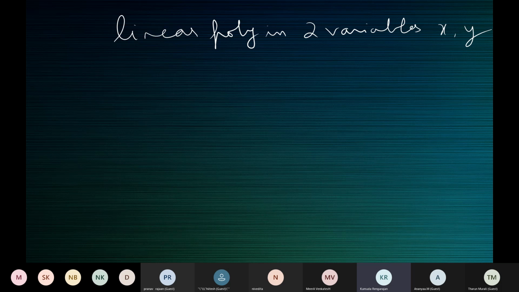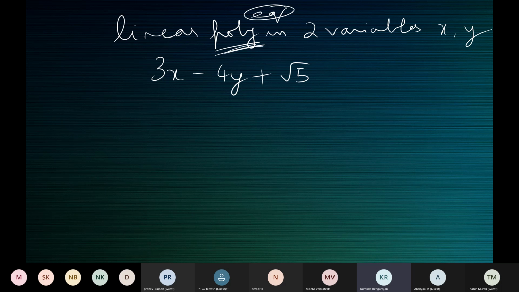Let's write an example. Say 3x minus 4y plus, whatever, say some root 5. I shouldn't say is equal to 0 because we're talking about a polynomial, not an equation. We're not talking about an equation. We're talking about a polynomial. So this can be an example: 3x minus 4y plus root 5.